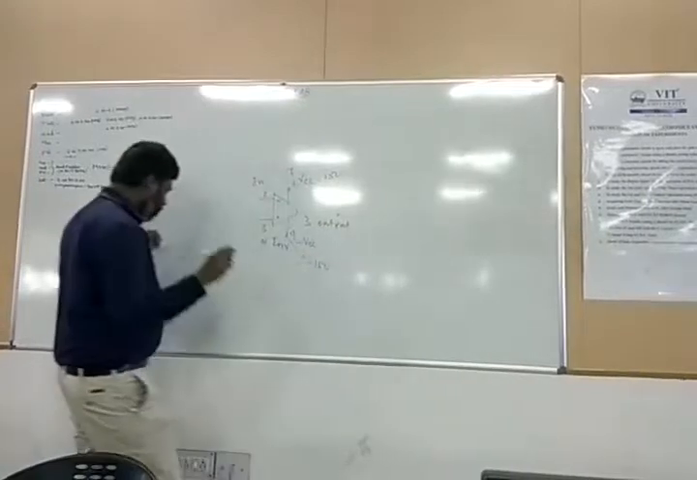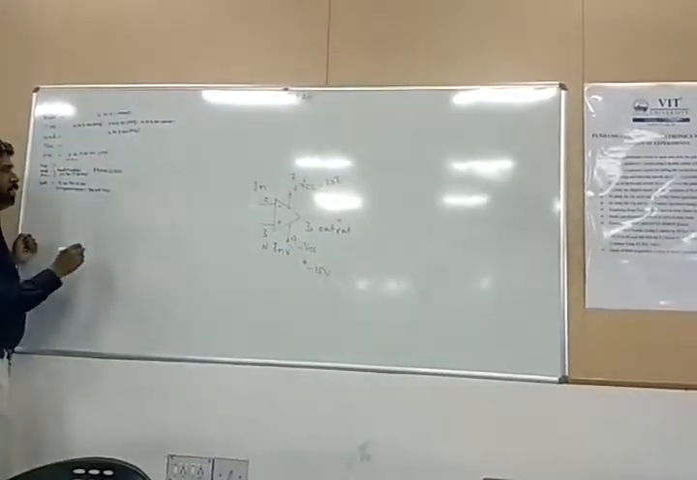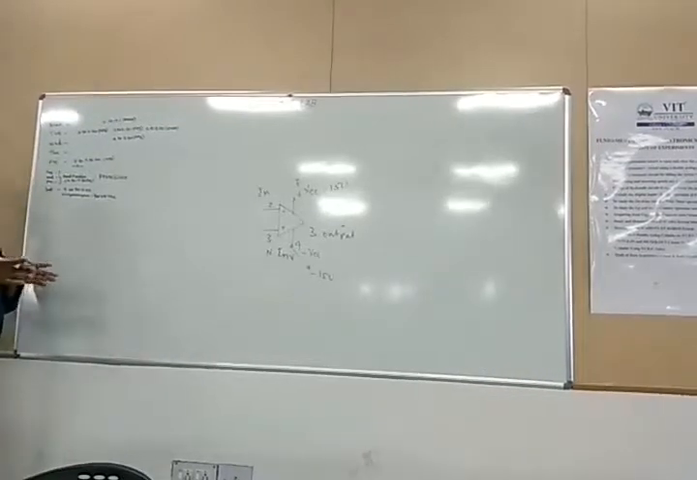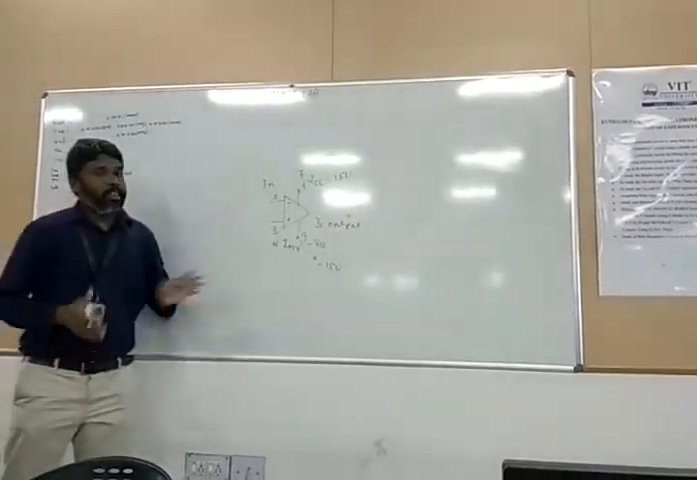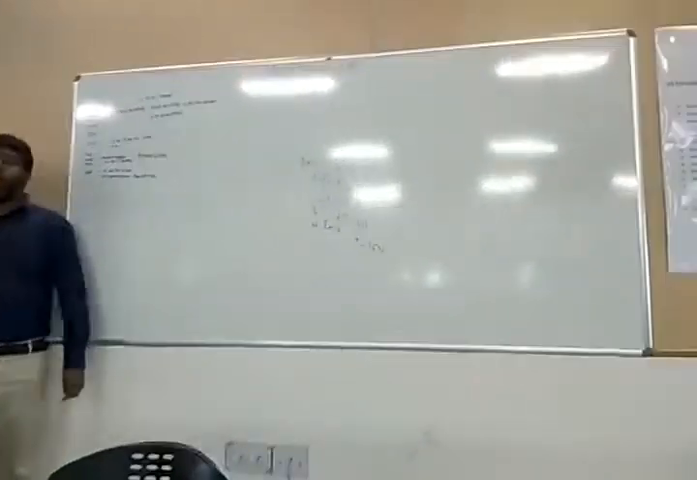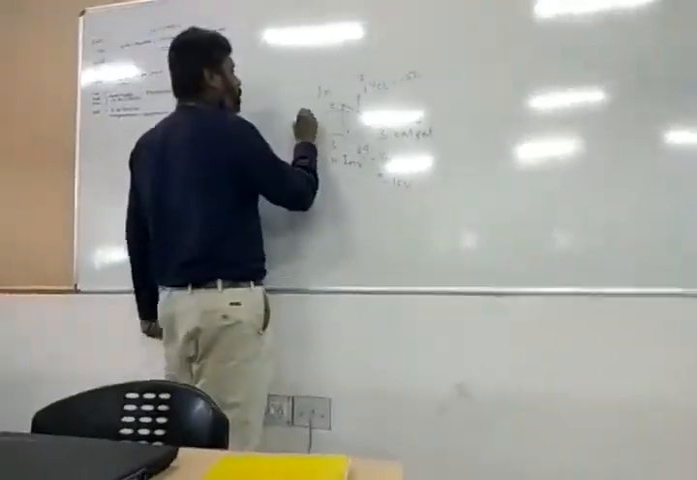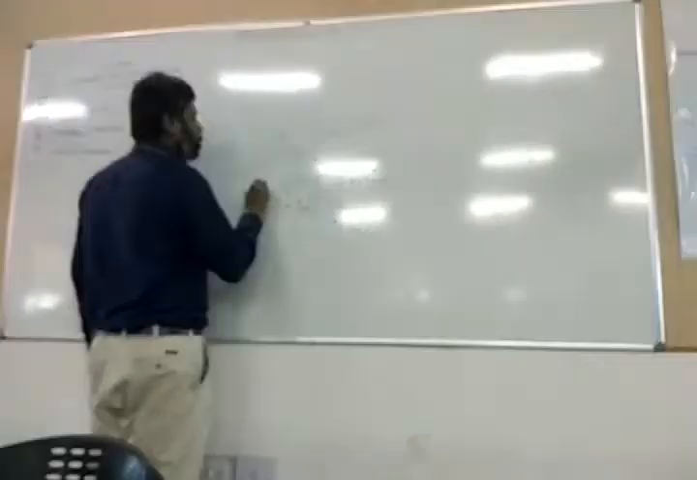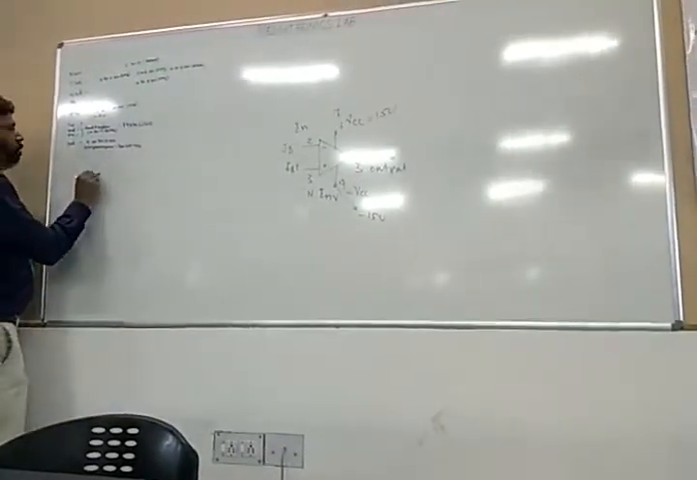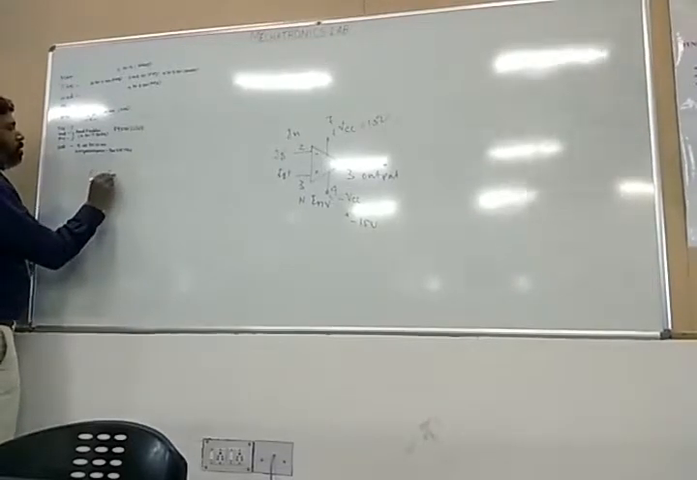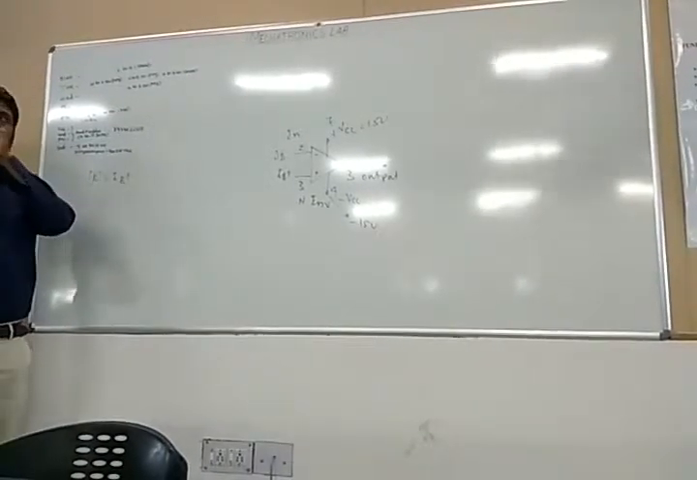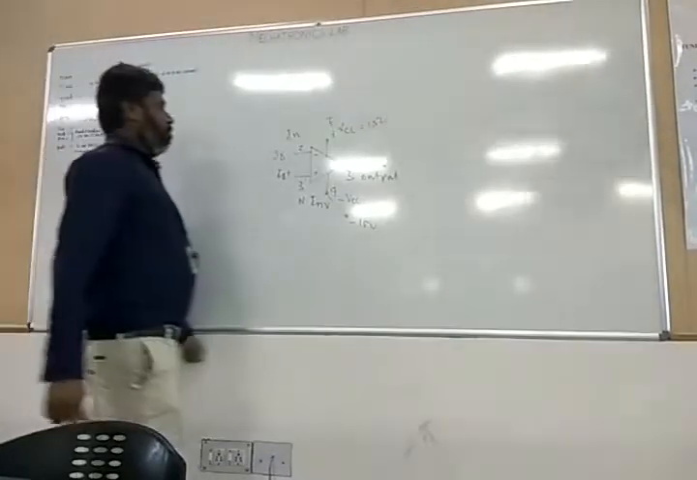So I'll give you a few characteristics of an ideal op-amp. The current entering into the op-amp terminals, pin numbers 2 and 3, is 0 for an ideal op-amp. So no current enters the op-amp terminals. Let's define these currents as IB minus and IB plus. For an ideal op-amp, these two currents must be 0.